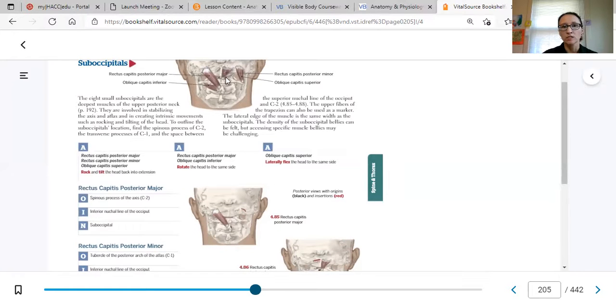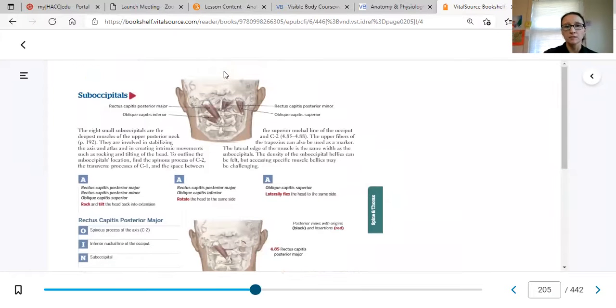Rectus capitis posterior minor. This one is a little bit unique because all of the other suboccipitals attach bone to bone, right? So you've got inferior nuchal line to C2, or inferior nuchal line to transverse process of C1. Well, rectus capitis posterior minor does have one bony attachment, but then its insertion is actually on the meninges. And the meninges surround the spinal cord.